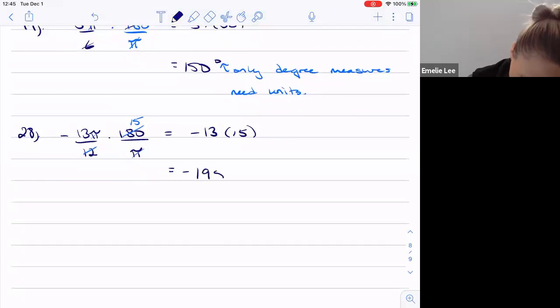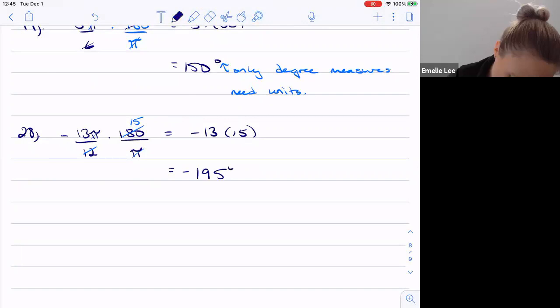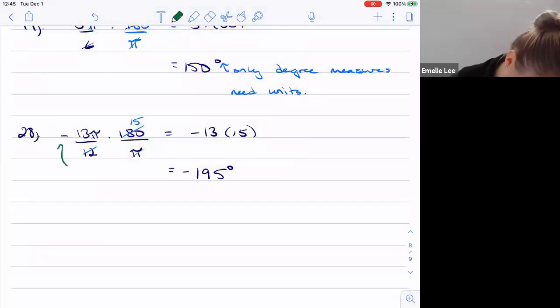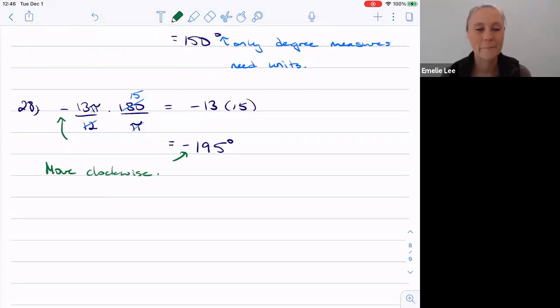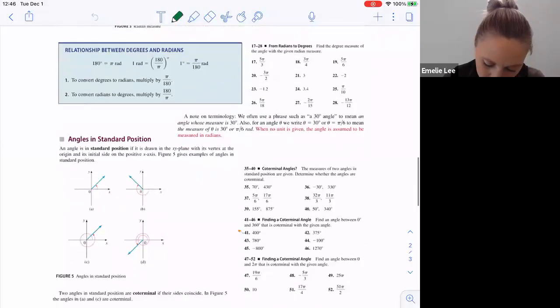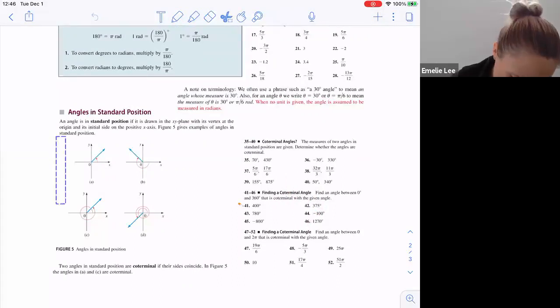which is negative 195 degrees. The negative, right, tells you to move clockwise instead of counterclockwise. That's going to be the same for radians and degrees. So here, move clockwise. Okay, good. So just moving between radians and degrees, not bad. All right, let's talk about standard position, coterminal, and then we'll leave the rest of these for next day.